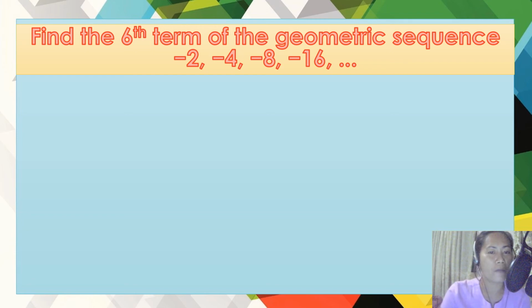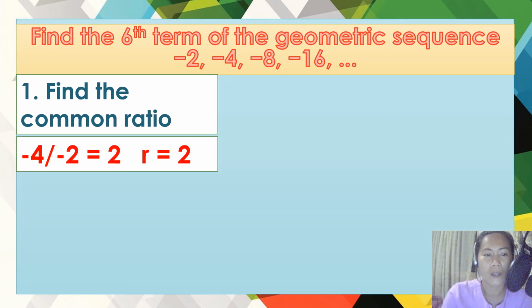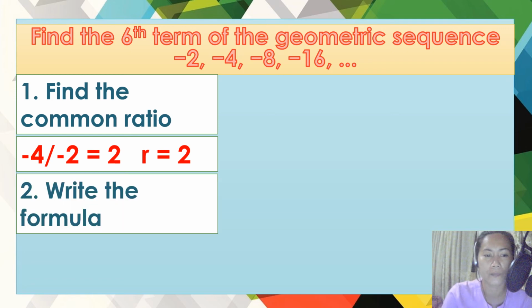Next, find the sixth term of the geometric sequence -2, -4, -8, -16. Again, find the common ratio. -4 divided by -2 equals 2. So the common ratio equals 2.